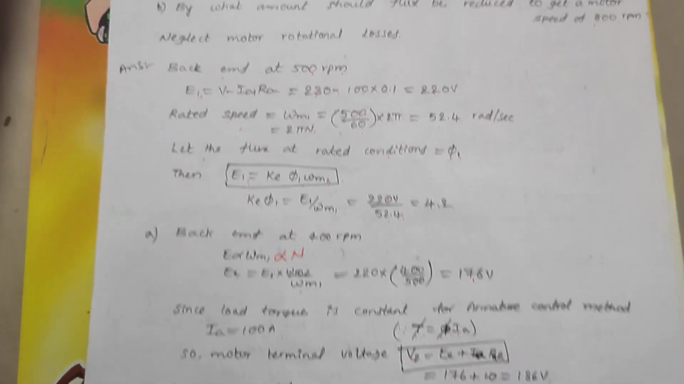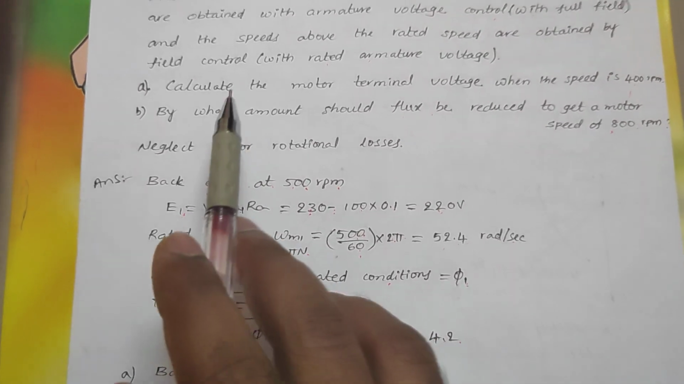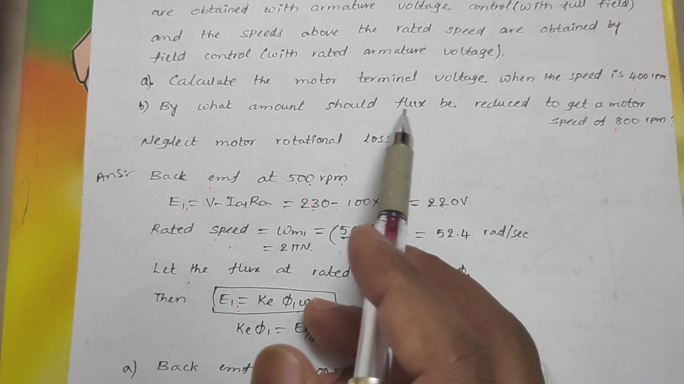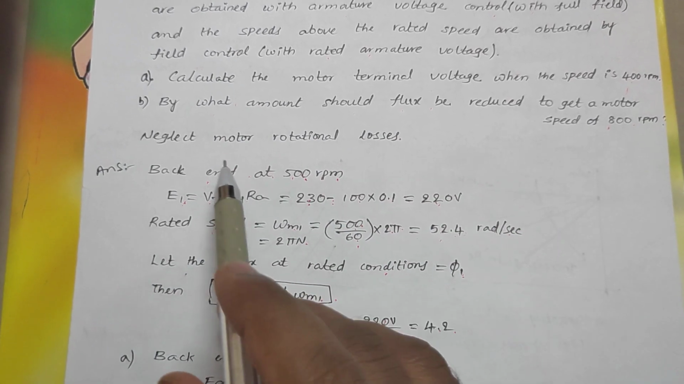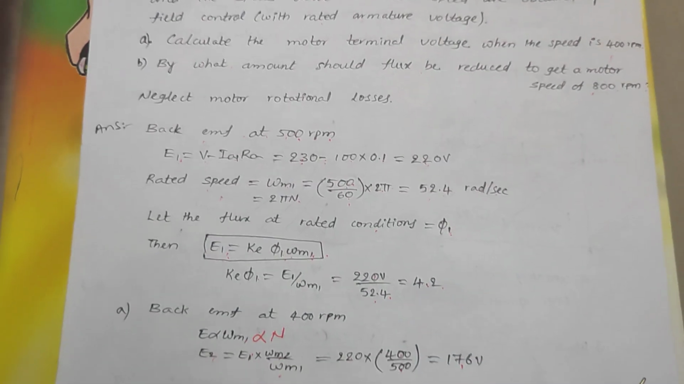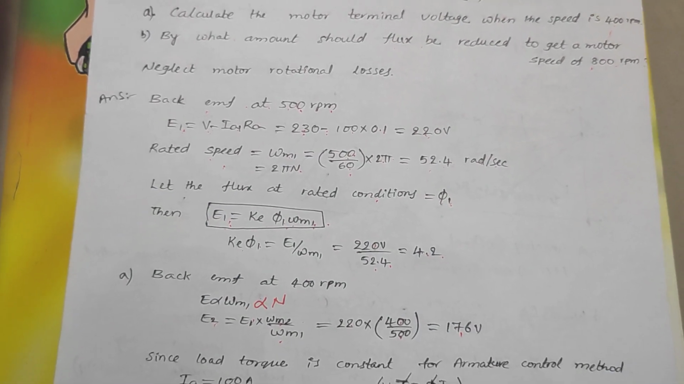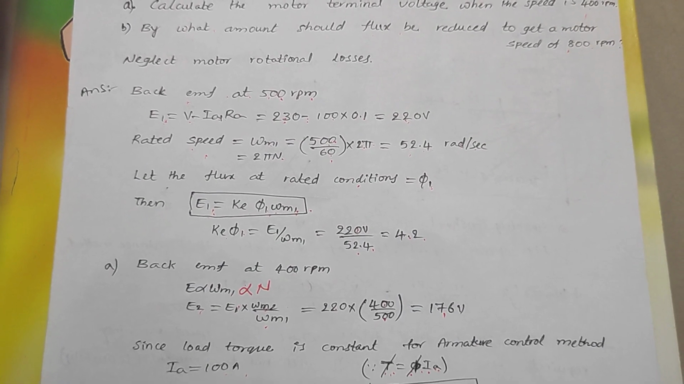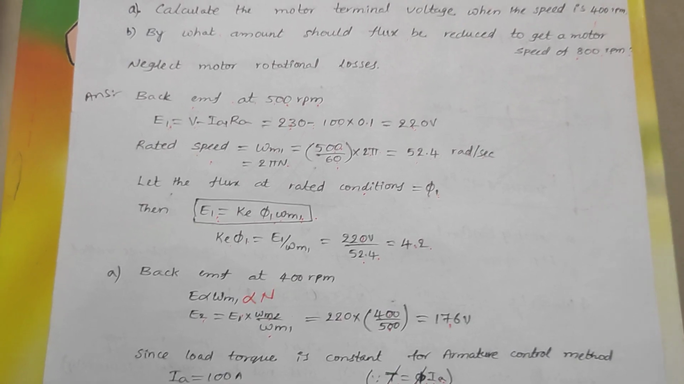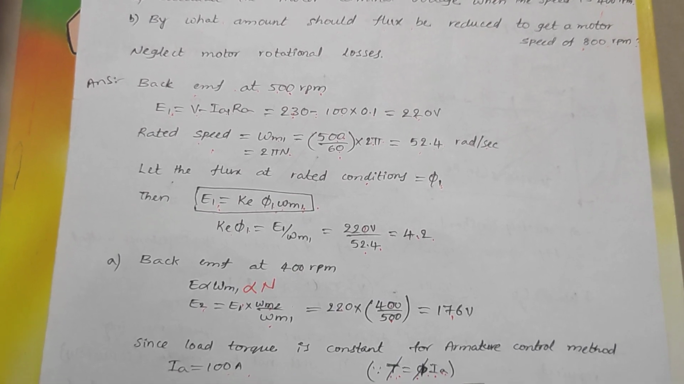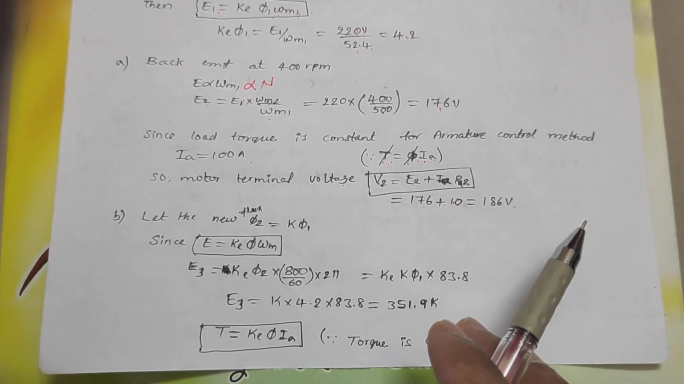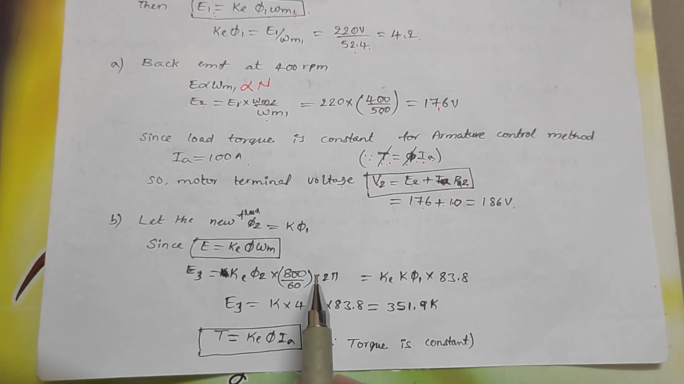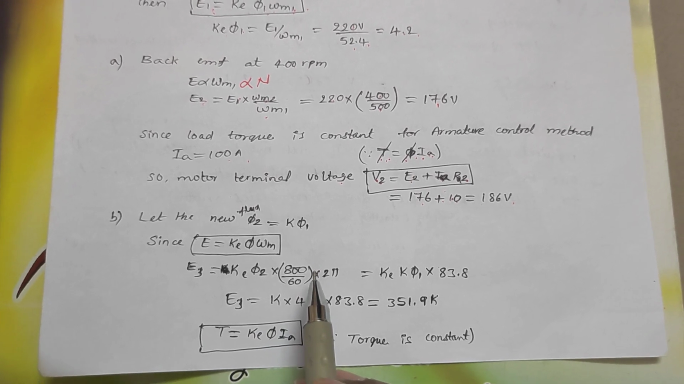Okay, what is the second problem statement? By what amount should flux be reduced to get a motor speed of 800 rpm? So now we need to calculate the flux, at what amount it has changed. For 800 rpm, it is above the rated speed. Your rated speed is 500 rpm. Now it is above the rated speed. To calculate it for above rated speed, we need to go for the field flux control method.